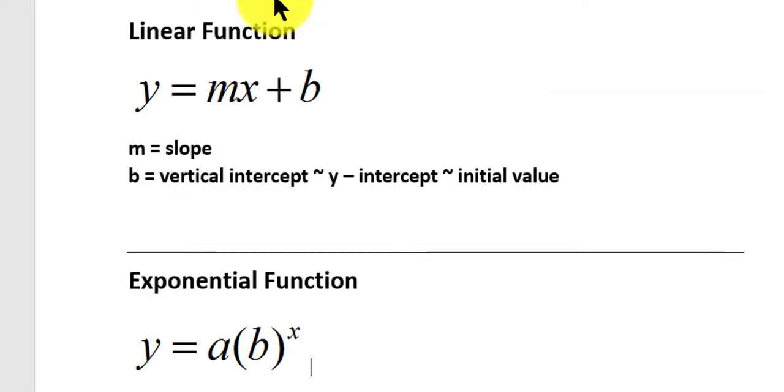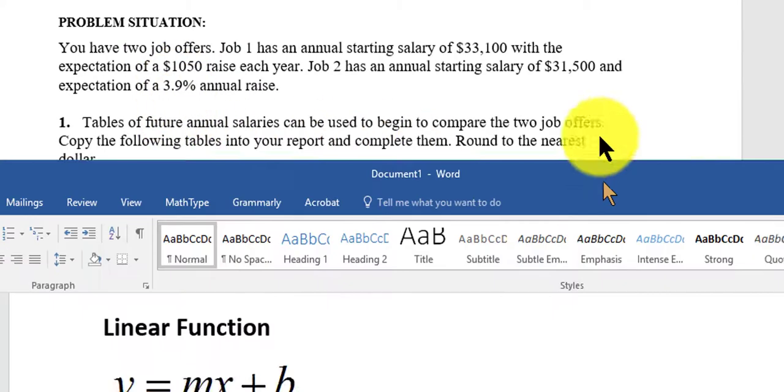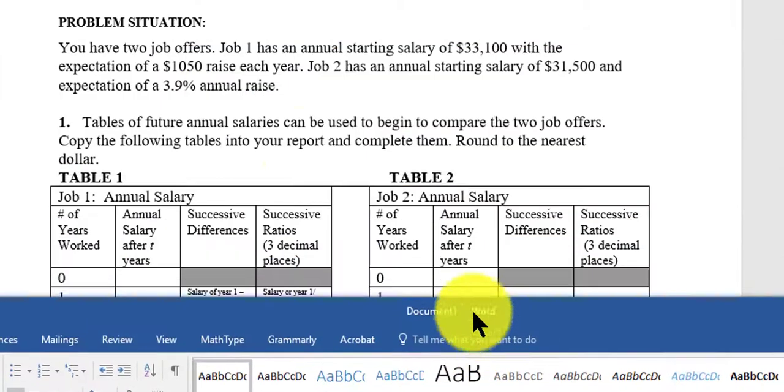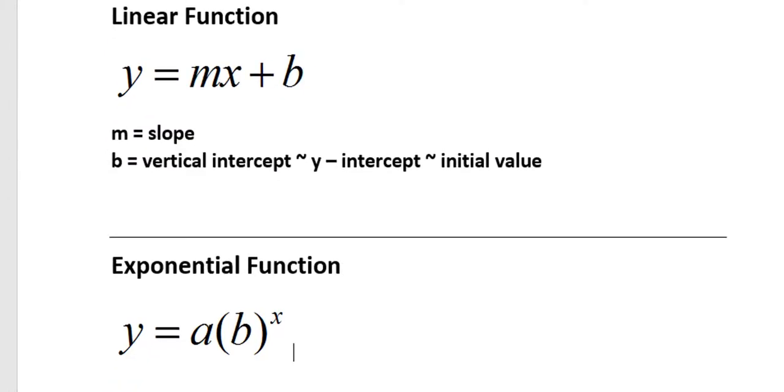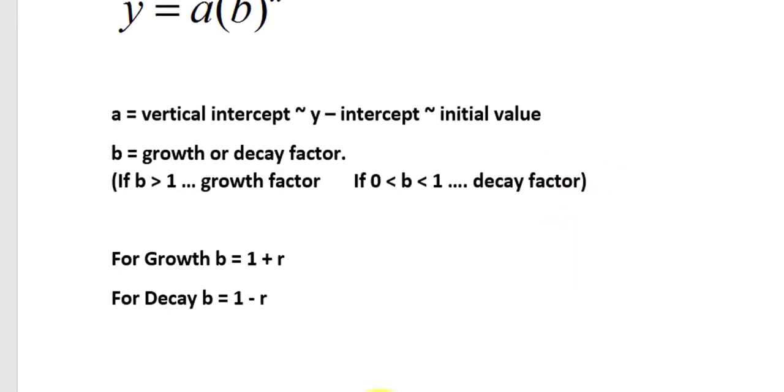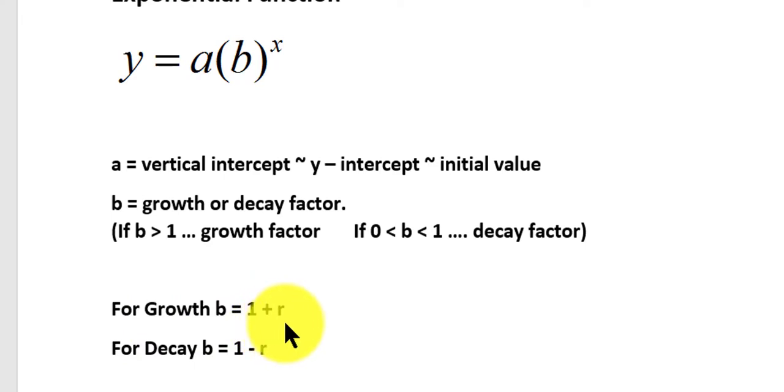And now remember, the project gives you this 3.9%. That's not b, right? The percent is not your growth or decay factor. They give you the r, the rate. Right, so you remember you have to convert this 3.9% into b, and there was a formula for that. Right, you remember for growth, b equals 1 plus r, and for decay, b equals 1 minus r. So if we're talking about a job and a raise where your pay goes up every year, I would think you would use the growth formula. So you're given the r, you have to identify the b to sub into your equation, okay?